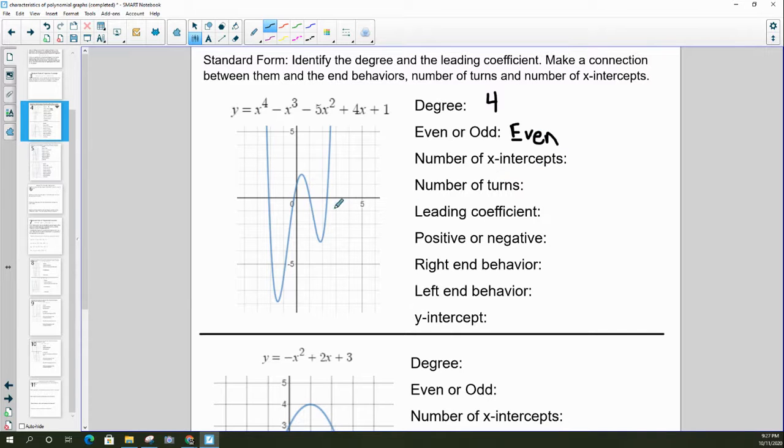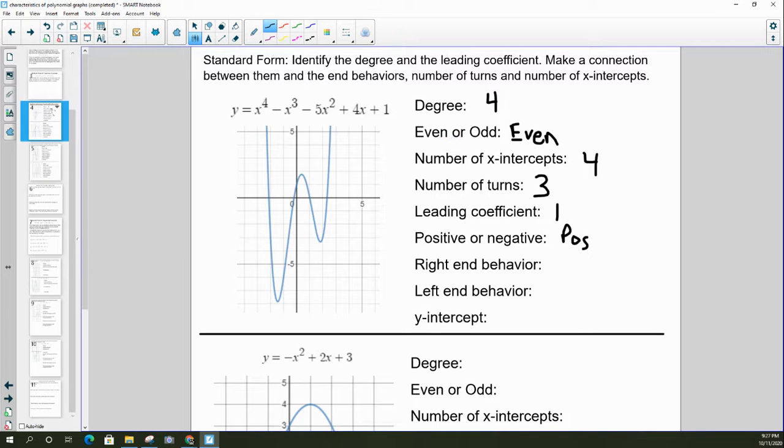Number of x-intercepts. Just go ahead and count them. 1, 2, 3, 4. Number of turns. There's one minimum, then a maximum, and then a minimum. So it turns 3 times. The leading coefficient, what number is in front of the first term? That's just a 1, right? And that is positive.